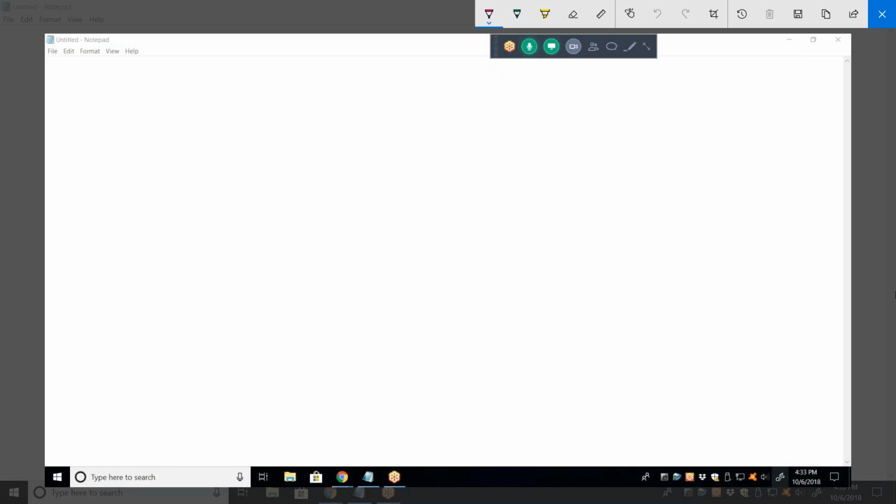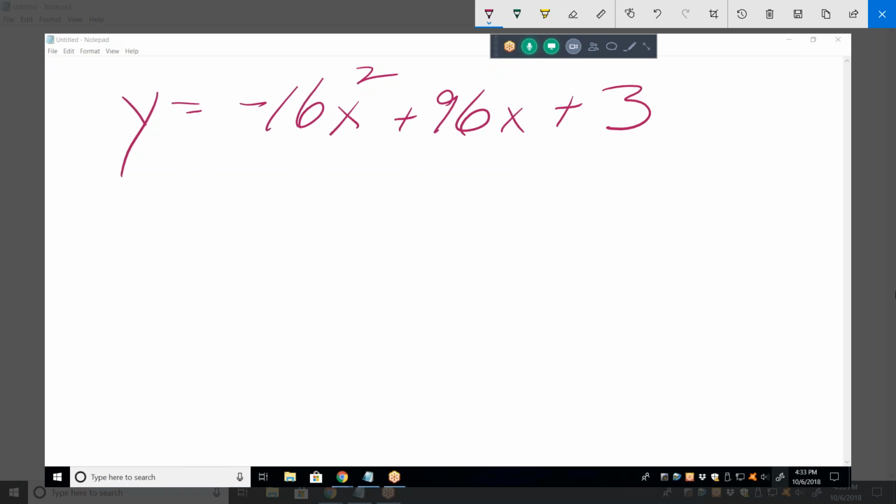It's always better if you bring it. Okay. Just looking one up here. Okay. There's y equals negative 16x squared plus 96x plus 3. All right. See, this is a much harder one than I would have made up. I would have made up a simple one.